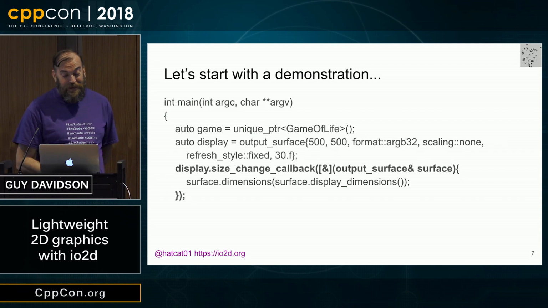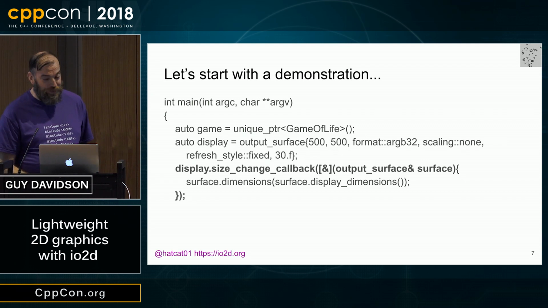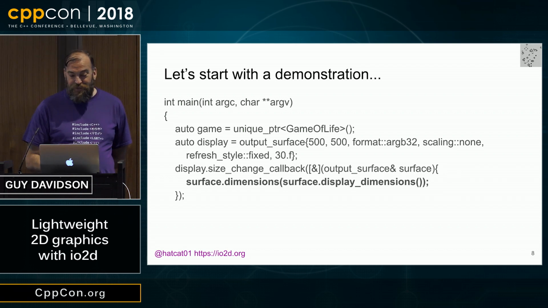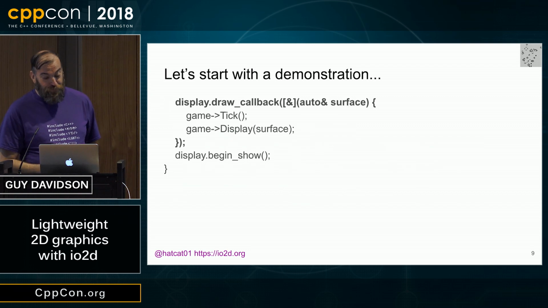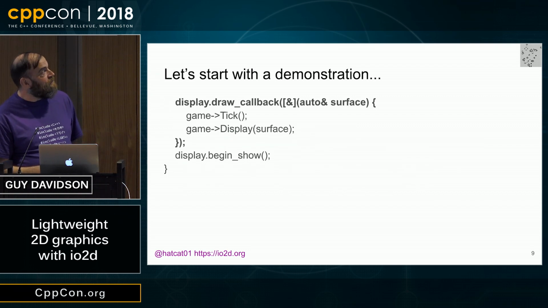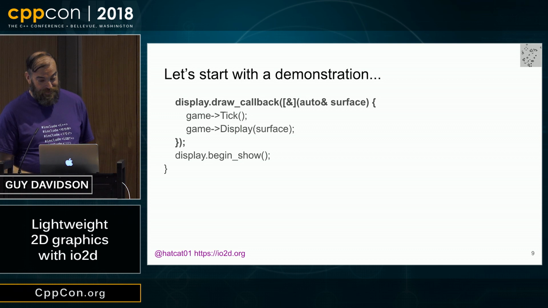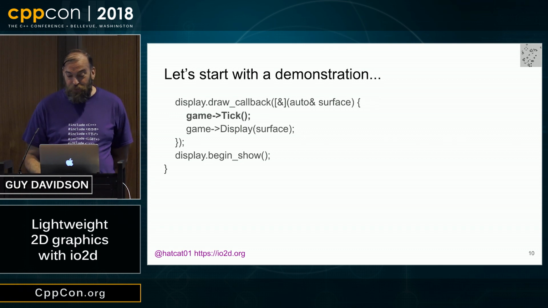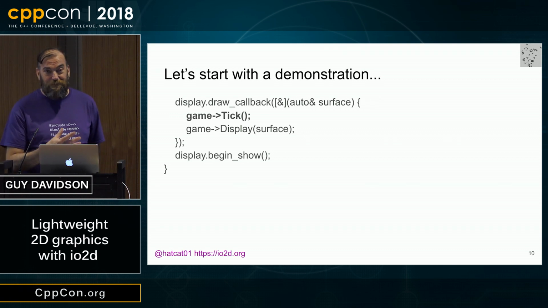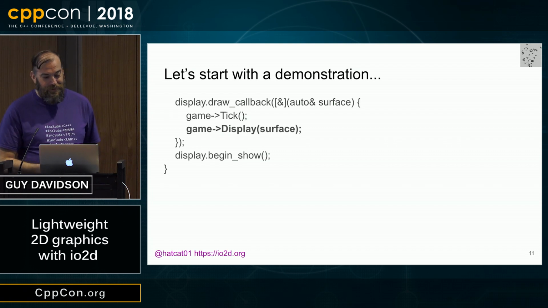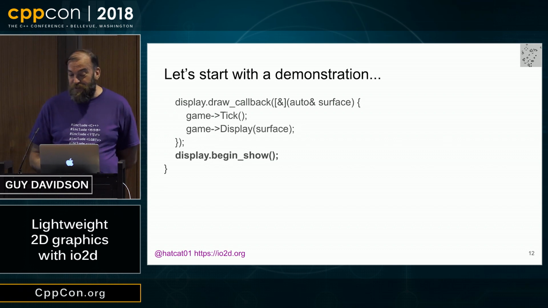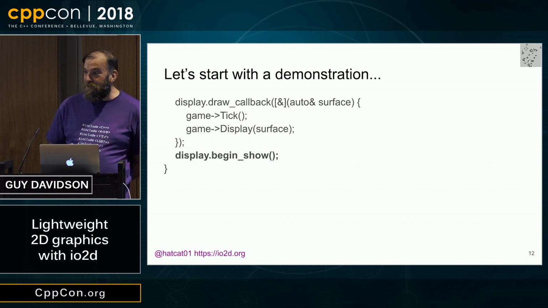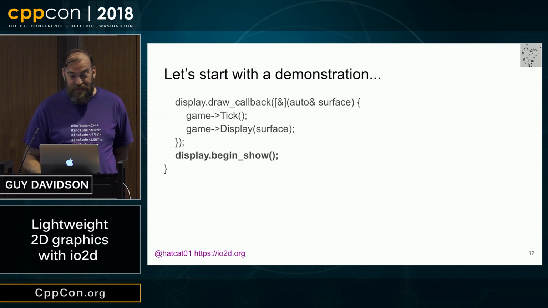So we declare two callbacks, one for changing the size and one for drawing. Changing size is trivial in this case. We just change the size, really. The draw callback is going to be called at the refresh rate, which is 30 hertz. This means that we can use it as our model update for updating where all the cells are in the Game of Life, and for our draw update. So having created the window and the two callbacks, we can start things off with begin show. And that's the end of the main function.